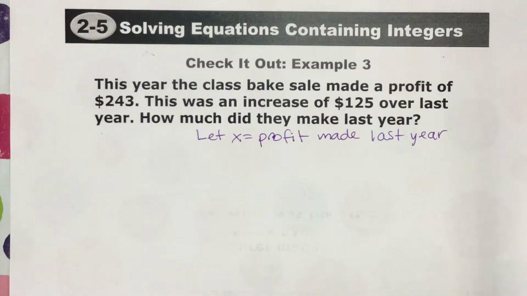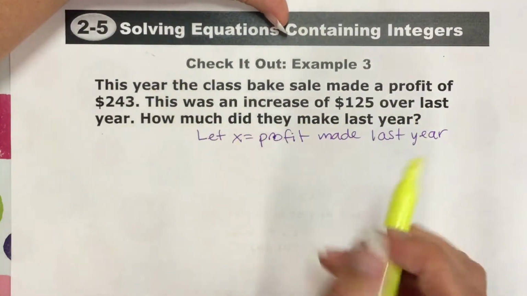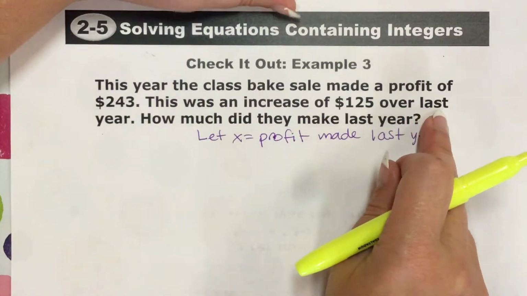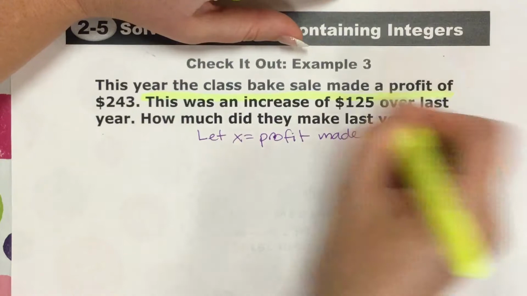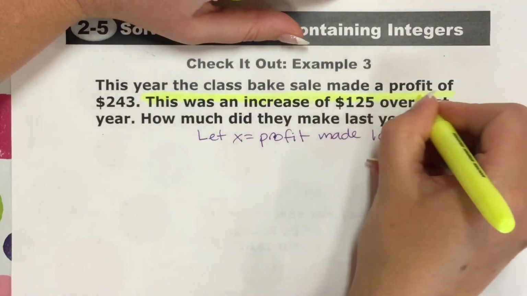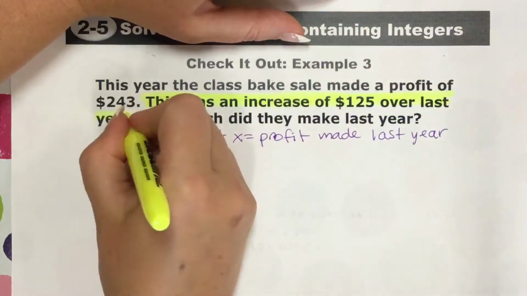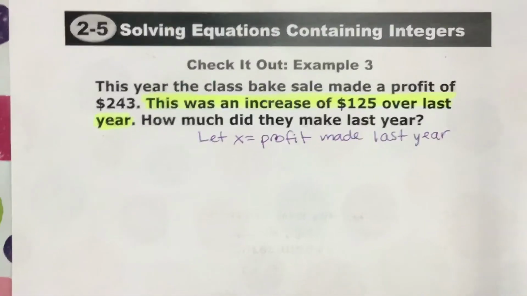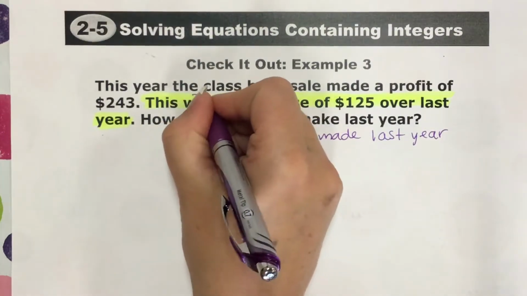Now we have to find the sentence which is referring to our equation. And if you see here, this is the sentence. This was an increase of $125 over last year. That is the sentence, which is the key to setting up our equation. So there's a key word there. Do you guys see it? The word was. The word was means equals.